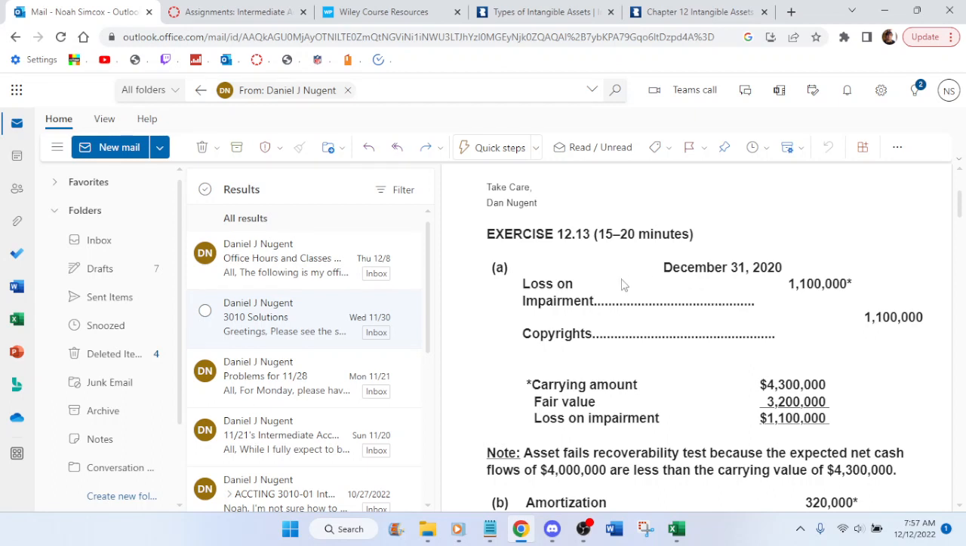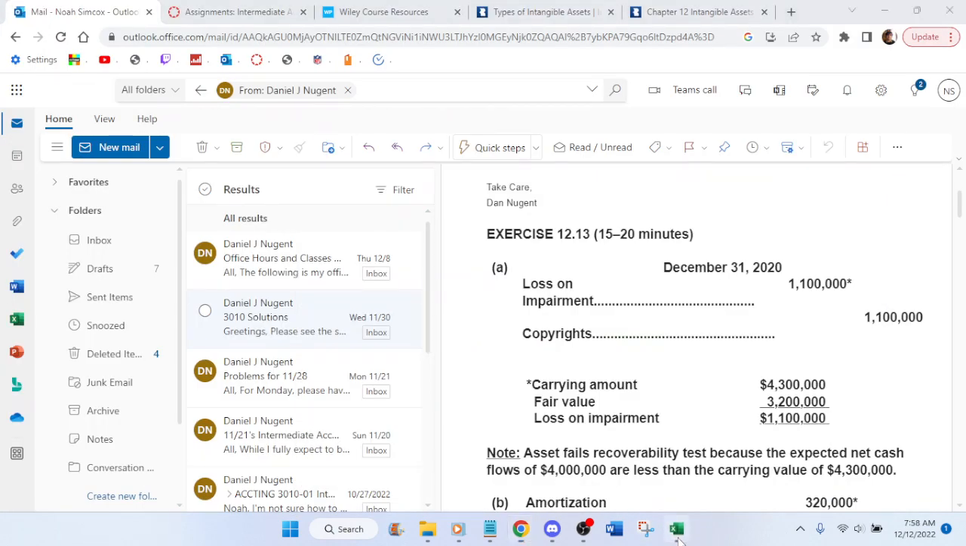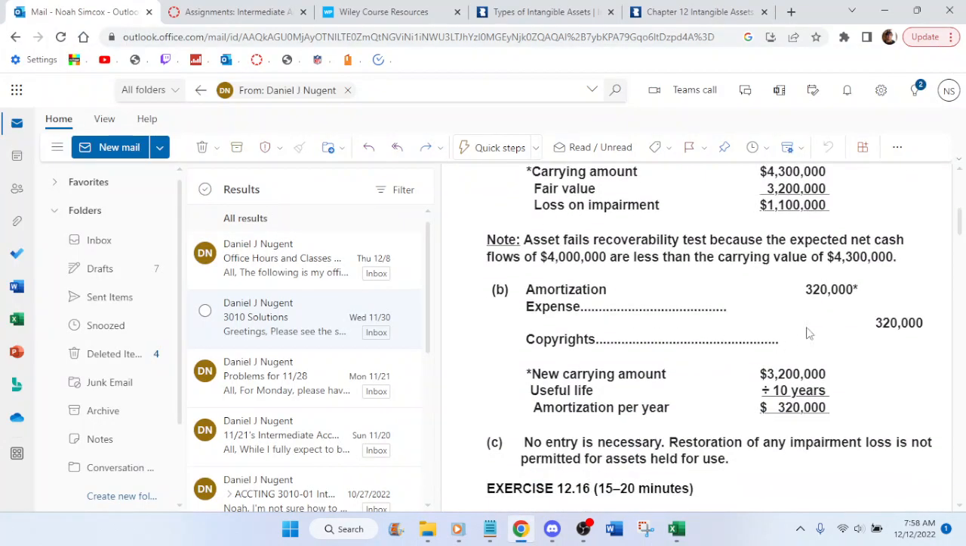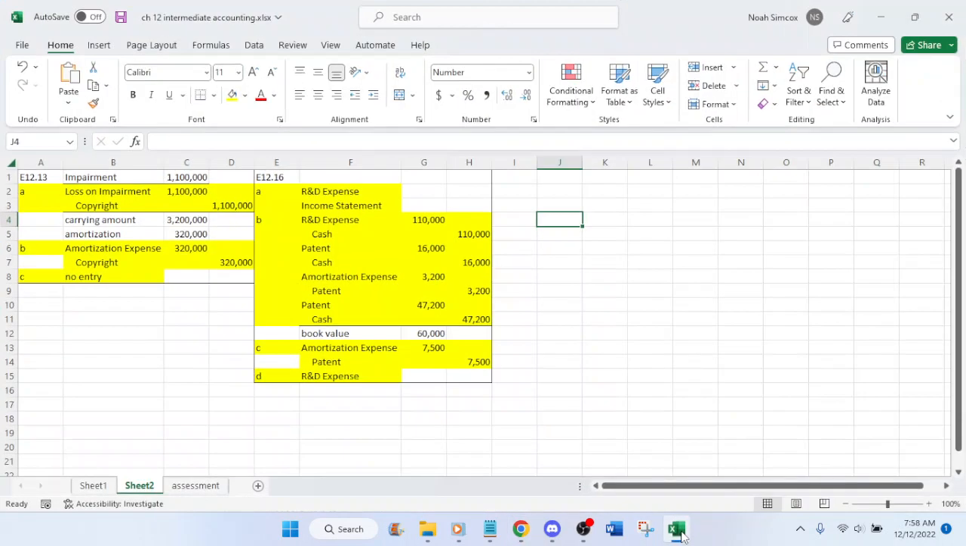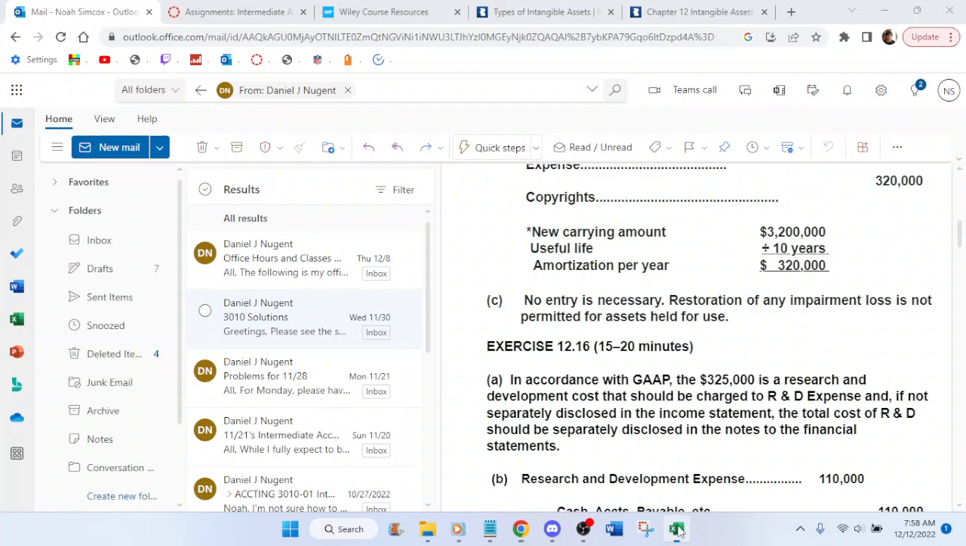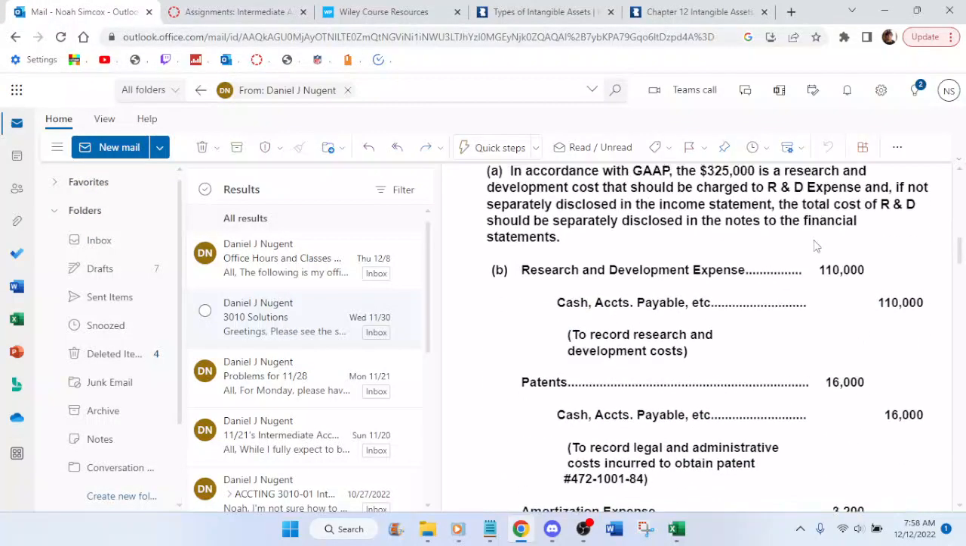But anyways, A, loss on impairment, 1.1 million. Copyright, 1.1 million. B, amortization expense, 320,000. Copyrights, 320,000. C, no entry. So I did 12.13 correctly. Let's see if we did 12.16 correctly.